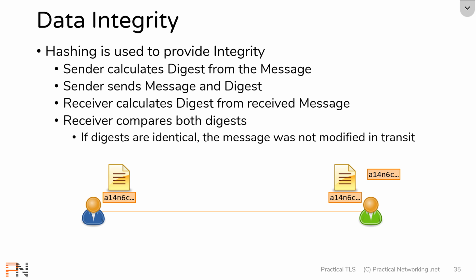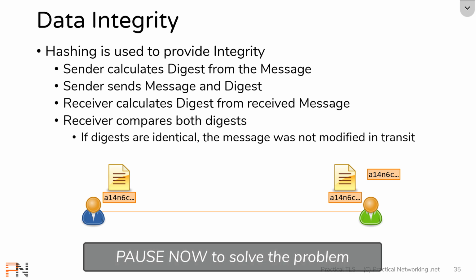Go ahead and pause the video and see if you can put together what you would do if you were an attacker in the middle and you were tasked with trying to modify this message before it got to the other side. What would you do to get through this version of doing hashing to provide integrity? Go ahead and pause the video right now, see if you can put that together yourself.